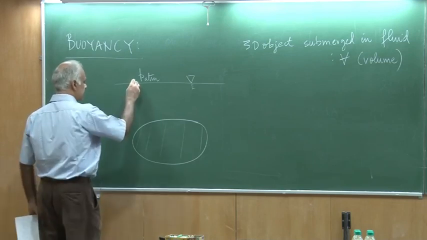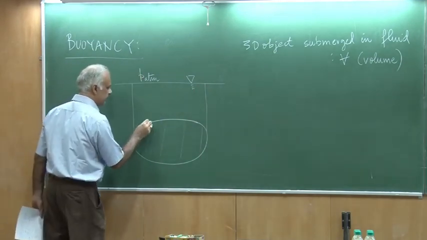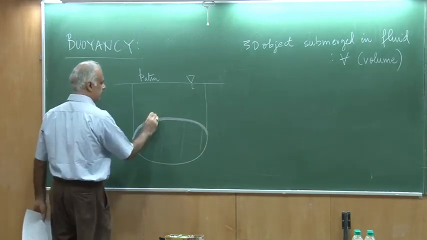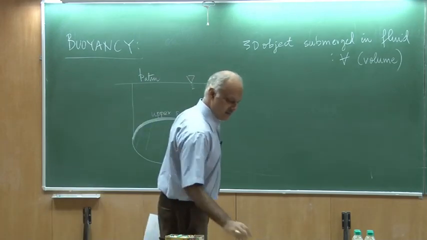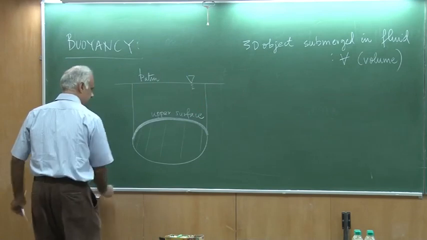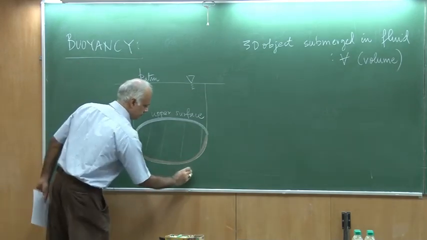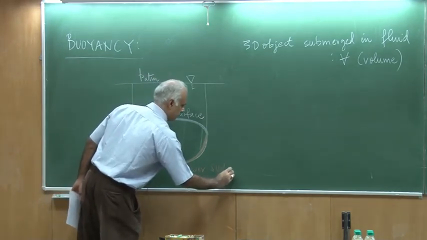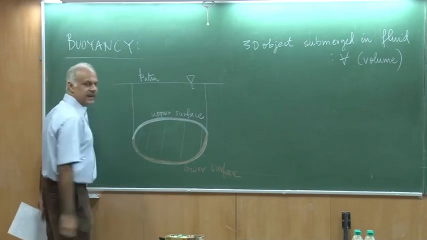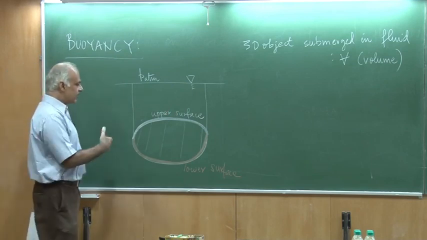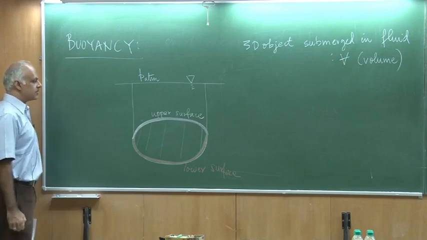I am going to break this into two parts. So there is an upper surface of this body, and I am going to talk about a lower surface. There is a pressure force that acts on the upper surface, and there is a pressure force that acts on the lower surface. And if I can find the resultant of the force because of these two, then that would be the net force acting on this body, and I would call that the buoyancy force.